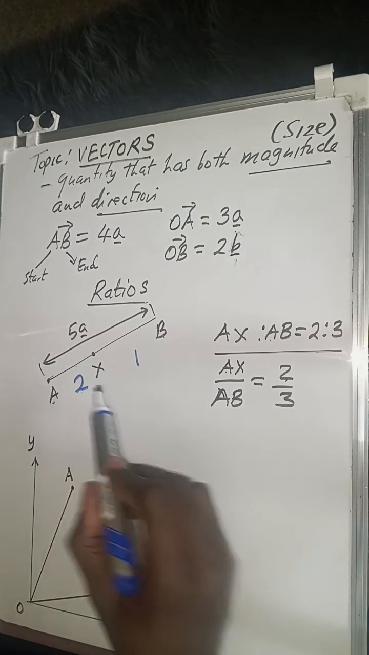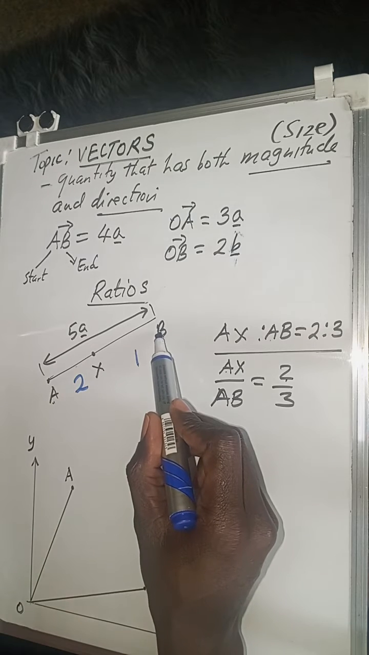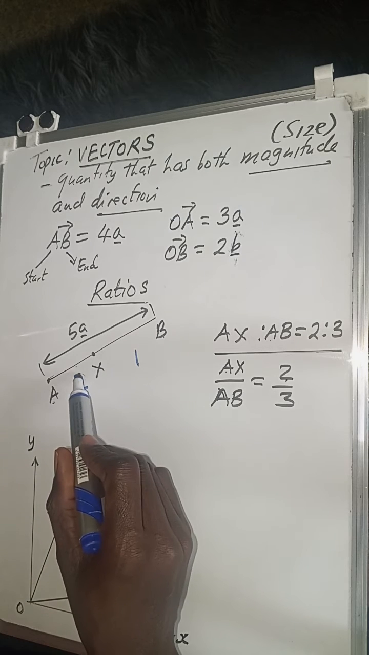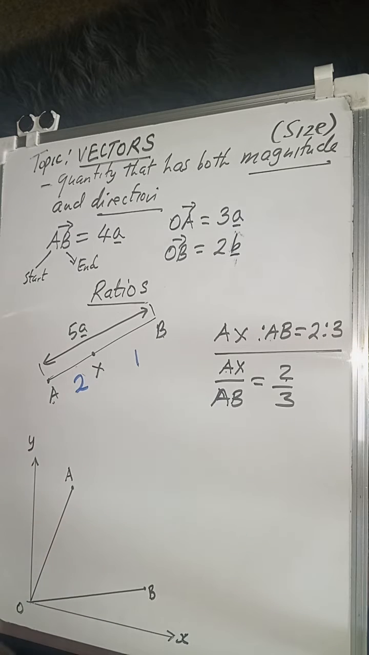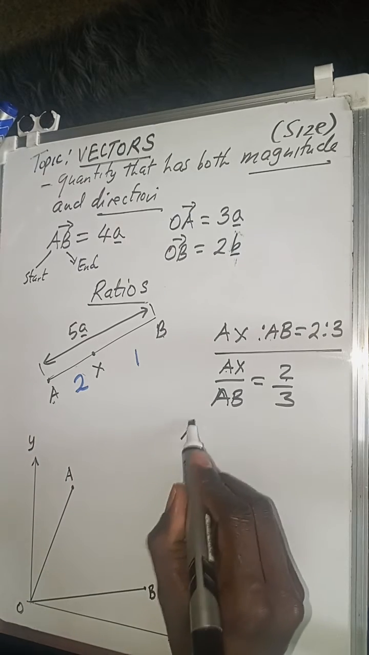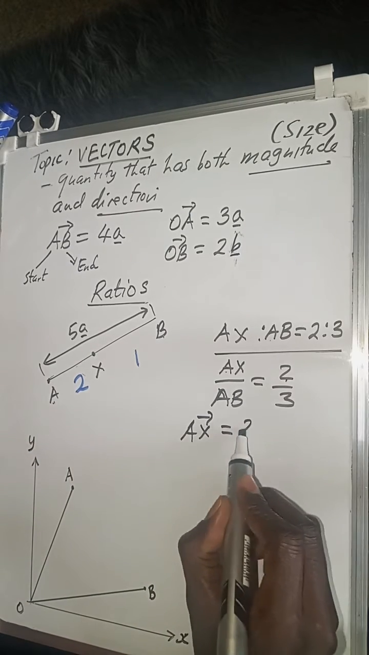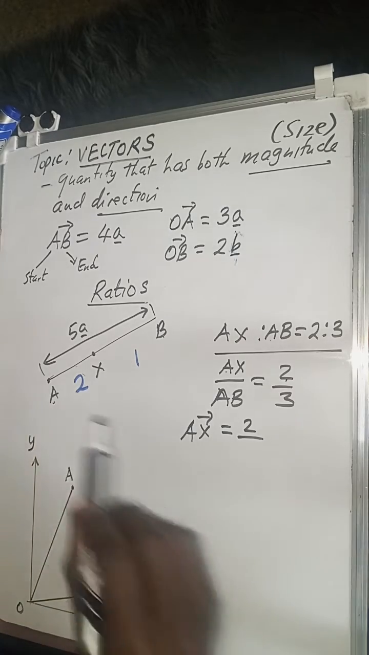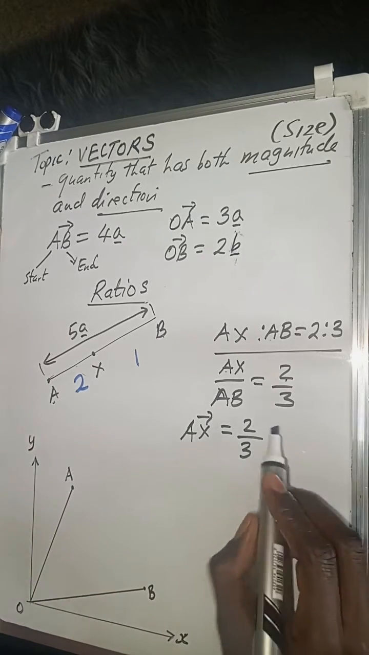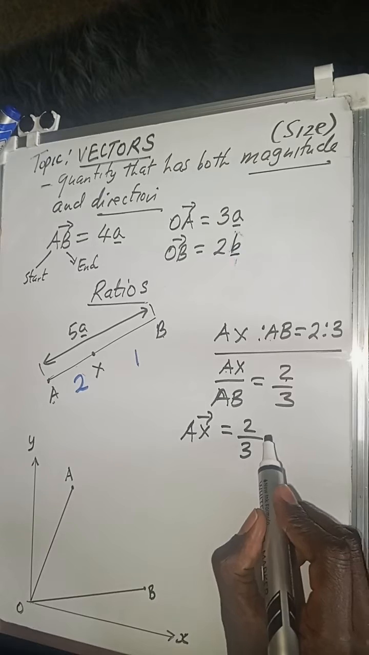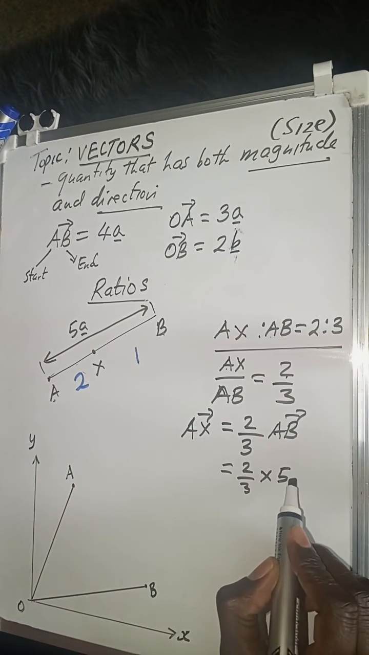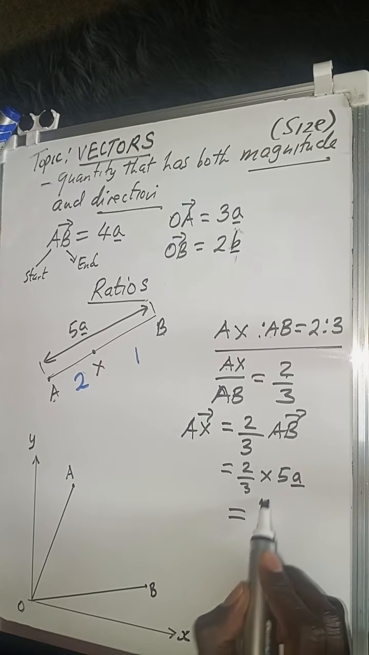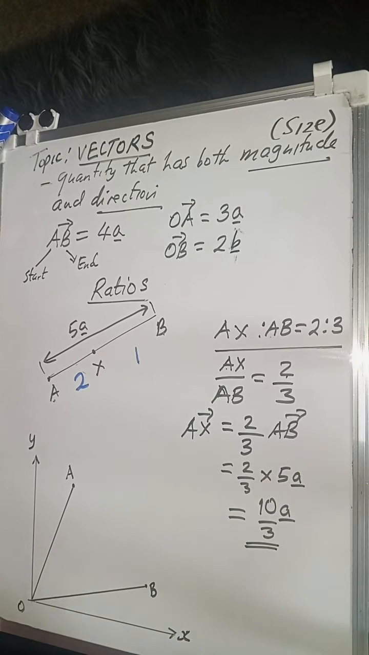So meaning AX is a 2. If I start from A to B, it is a 3, and since I already have a 2 there, then 3 minus 2 gives you a 1. So the ratio of XB is simply 1. So you need to pay attention to that. If I wanted to know what AX is, I would have found it by saying 2, the ratio, over the total ratio 2 plus 1, which is a 3, multiplied by the whole vector AB. So it would have been 2 over 3 multiplied by 5 vector A. Of course that would have given you 10 vector A over 3. That's what we mean there.